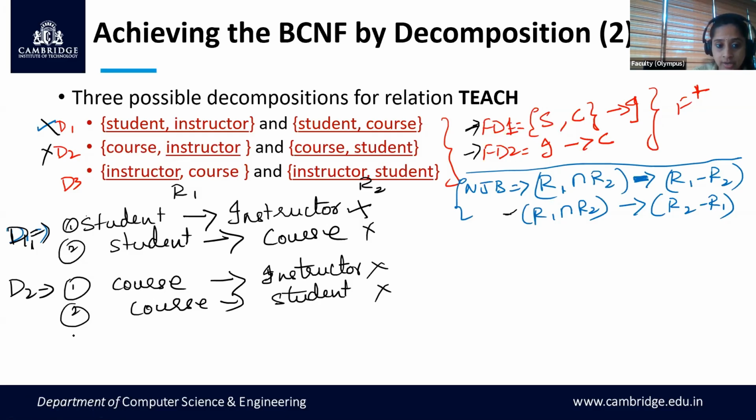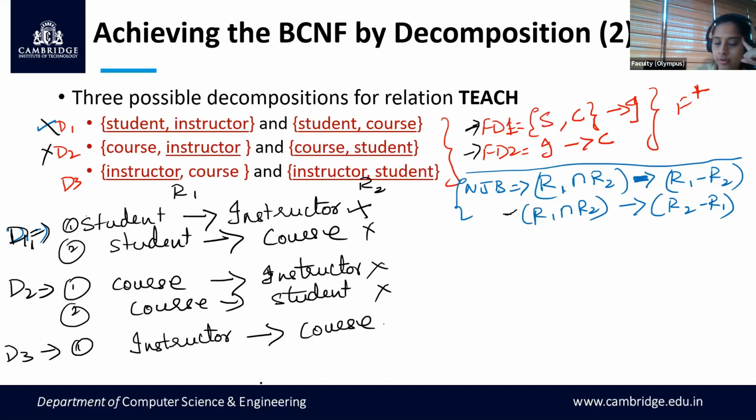Fine. Next one, D3. D3, first one. R1 intersection R2 is instructor. It determines R1 minus R2, which is course. Correct, no? So do I have this? Yes, see here, my FD2 has instructor determines course.